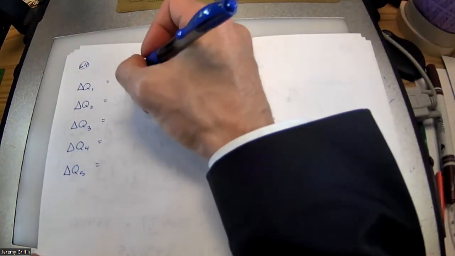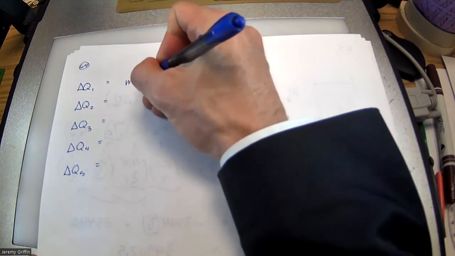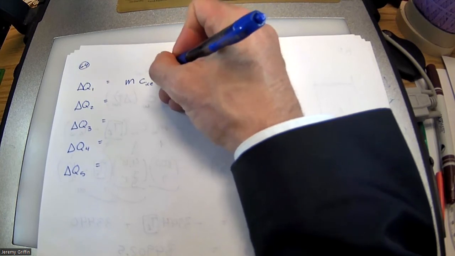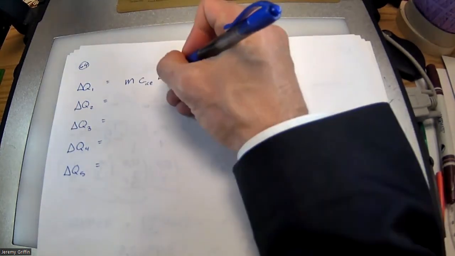So this is going to be the mass of the water times the specific heat of ice times the change in temperature just to bring it up to 0 degrees Celsius. So that's for the ice.